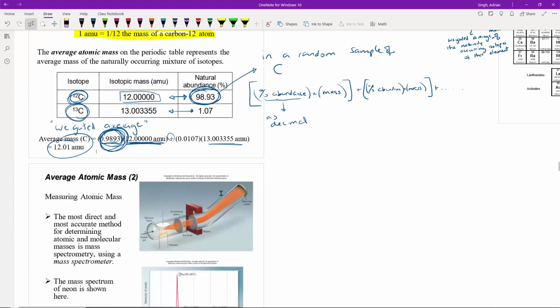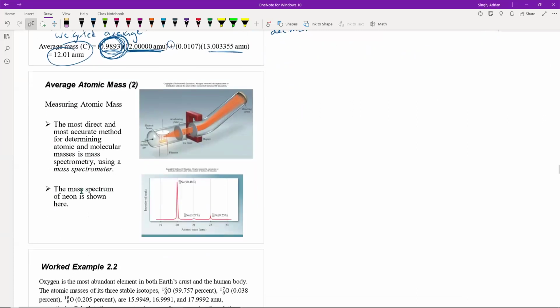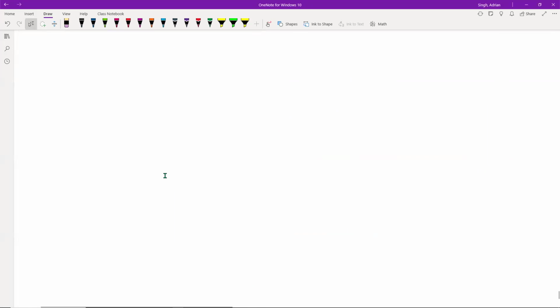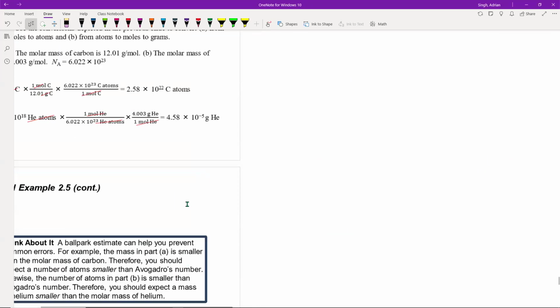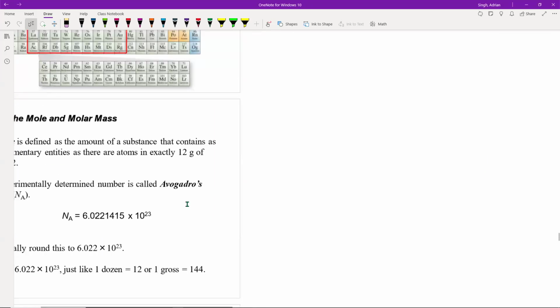How do we know that there are these different isotopes, and how do we know that one isotope is more abundant than the other? Well, we use a device called a mass spectrometer in order to identify what's present and how much of that thing is present. So this is a schematic of a typical mass spectrometer.